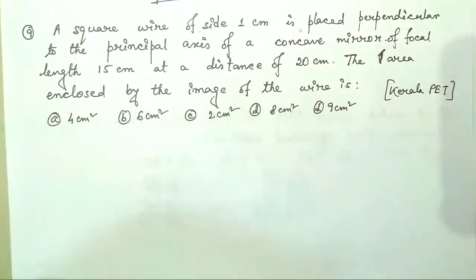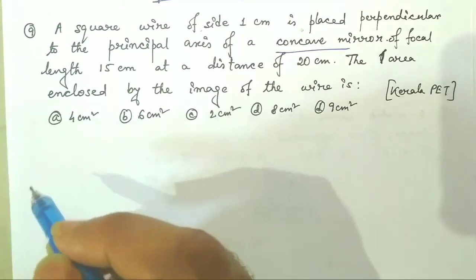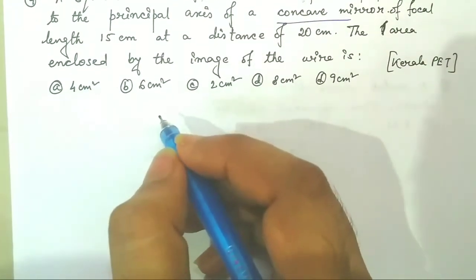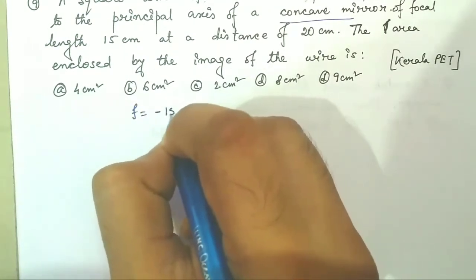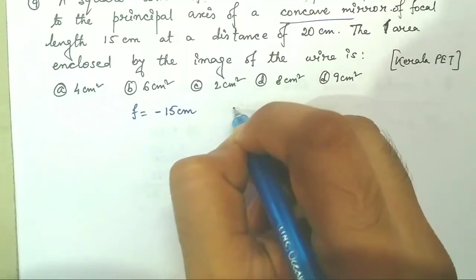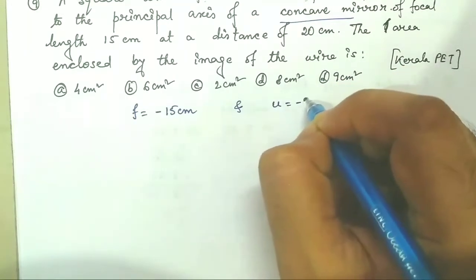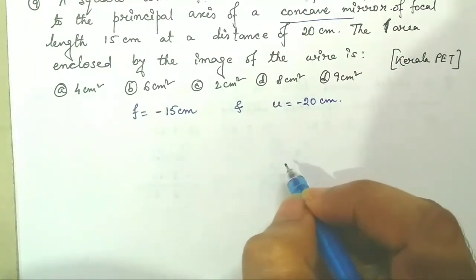The area is asked. Now here the mirror is concave mirror, and I told you in the concept clearing class that for concave mirror the focal length will be negative. So here f will be minus 15 centimeter, and for real object the object distance will be negative. So u is also negative, minus 20 centimeter.